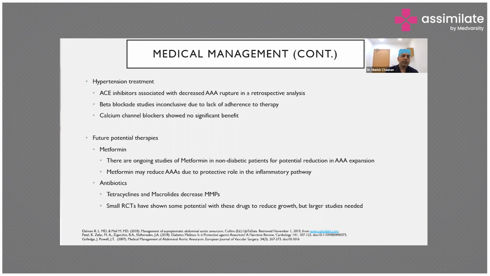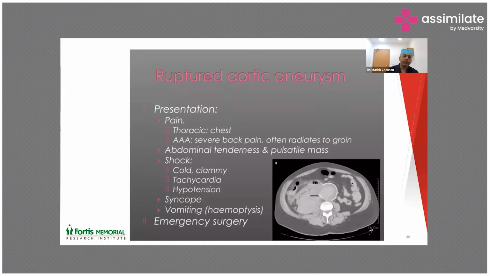If you're talking about treating hypertension, ACE inhibitors are associated with a better outcome and decreased chance of rupture. Beta blockers are inconclusive, but calcium channel blockers don't seem to be helpful for managing hypertension. So ACE inhibitors are generally our base for treating patients who are hypertensive with an aneurysm in the background. Certain future therapies, such as antibiotics and metformin, have shown promise, but they are not the norm right now.